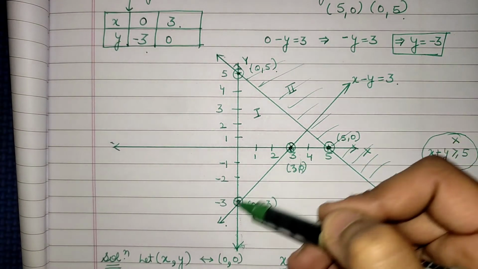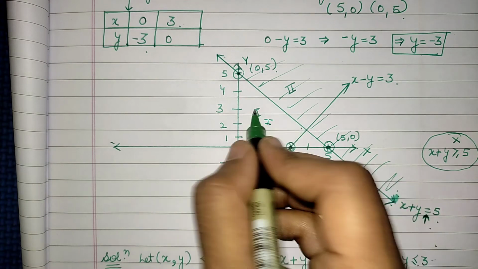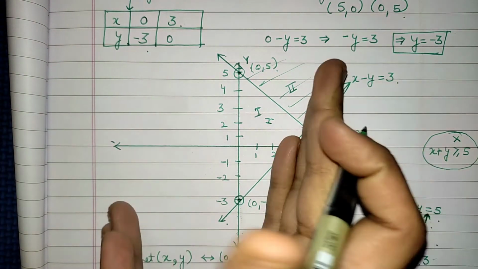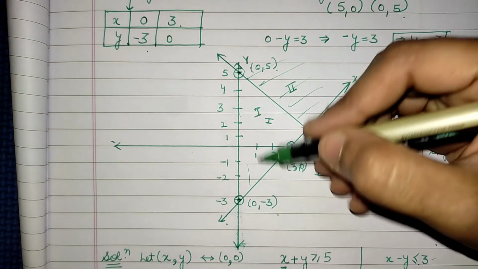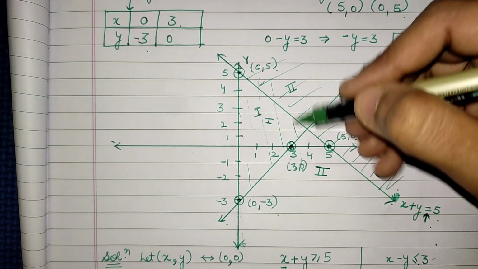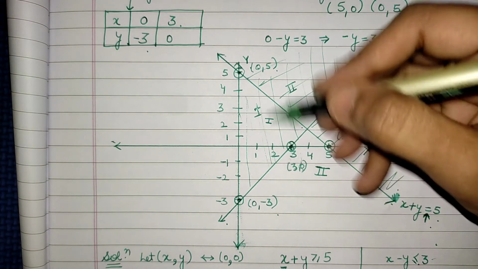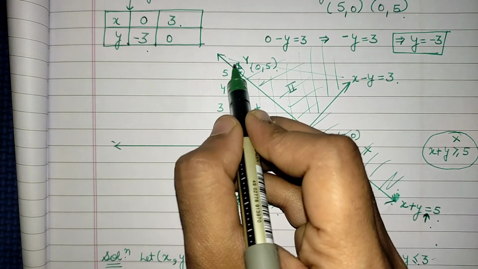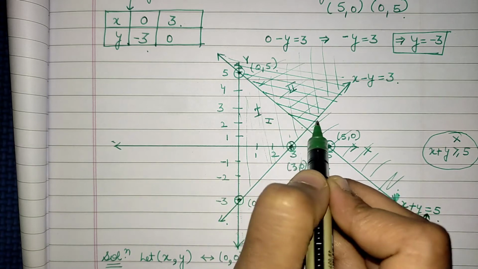So for this line, where will be my first plane? My first plane will be this, to the left hand side of the line, and my second plane will be to the right hand side of the line. So it says that the solution should be here. Okay, so what is the common portion? This is not the common portion, the common portion for both the lines is this portion.